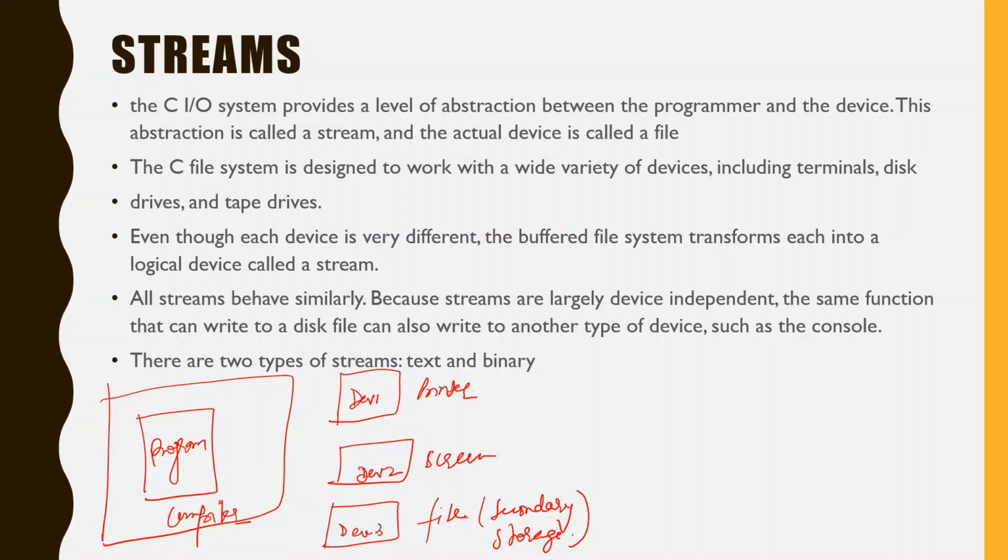So there are multiple devices. A program may need to communicate with multiple devices. The communication of the program with the devices is facilitated by the compiler with the help of streams. Streams are nothing but logical buffers which are used as communication channels between the devices and the program, and these streams are maintained with the help of the compiler. It is important to understand that these streams are used as the channel between the program, which is under the compiler, and the device.